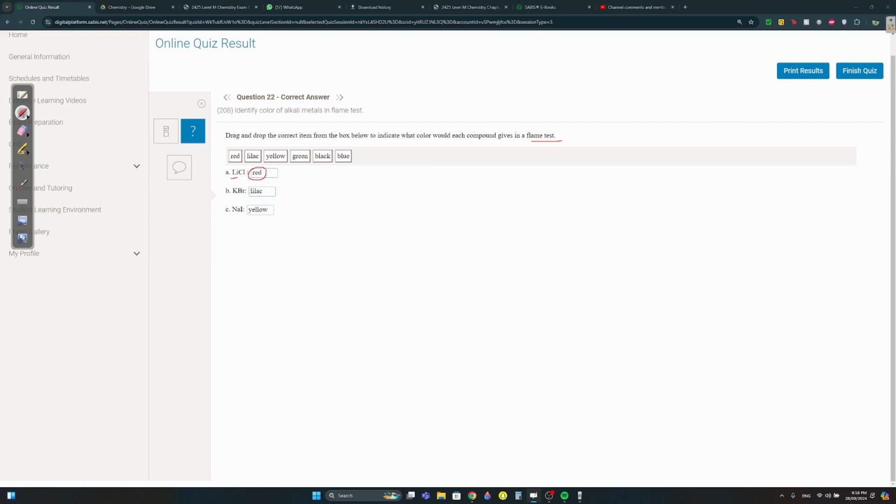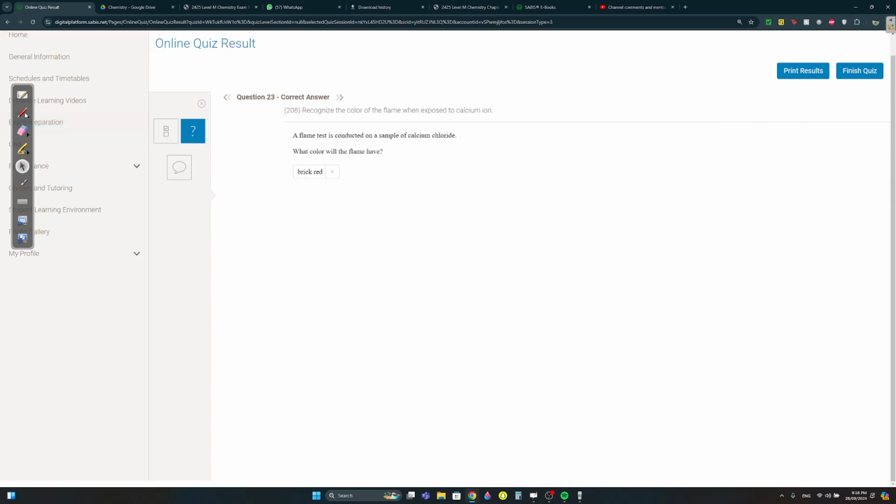Okay, lithium is crimson red, potassium K is lilac or violet, Na sodium will be yellow. These are the easy flame tests. Guys, chemistry is all memorization for now.